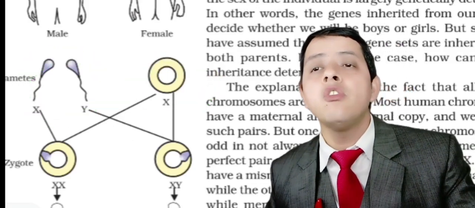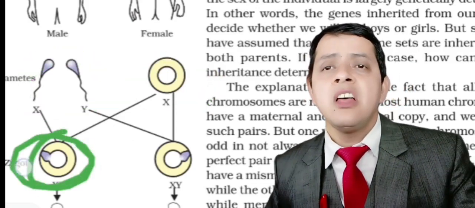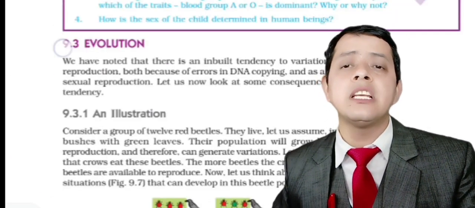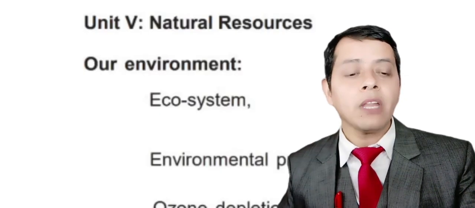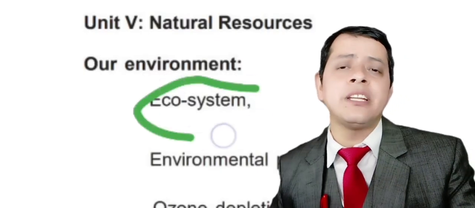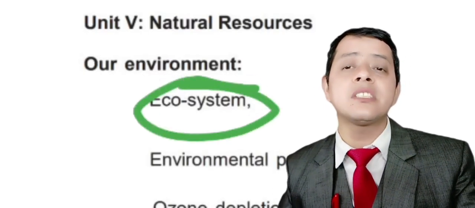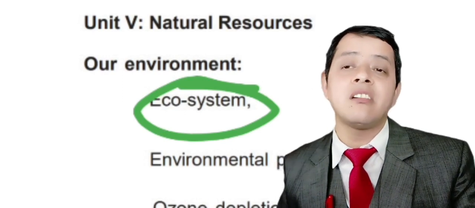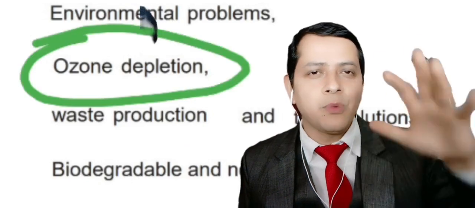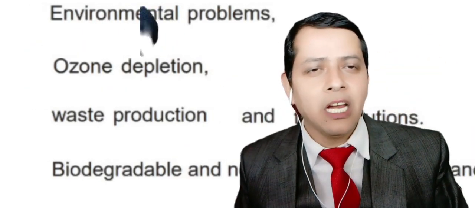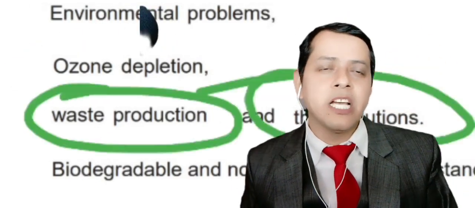Now let's go to some questions. Evolution is not there, it's removed from the syllabus. Let's understand natural resources. Ecosystem: an organism and its surroundings, the environment, is called an ecosystem. Some of the environmental problems are ozone depletion, waste production, biodegradable and non-biodegradable waste.